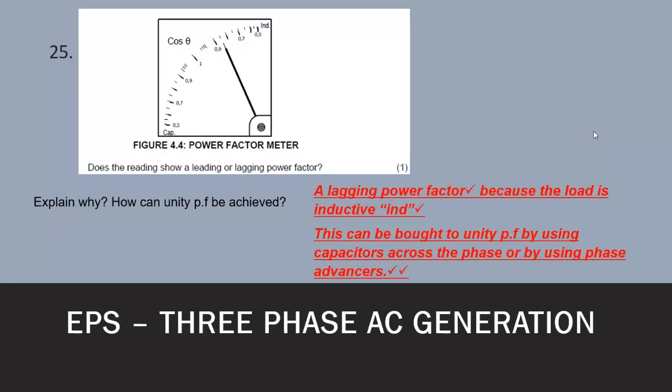A lagging power factor because the load is inductive. Looking out for IND. This can be brought to unity power factor by using capacitors across the phase or by using phase advancers. So when we are at unity power factor, this means the power factor is equal to 1, and so that needle will be perfectly in the center. Here the person will be getting maximum power that they are paying for.